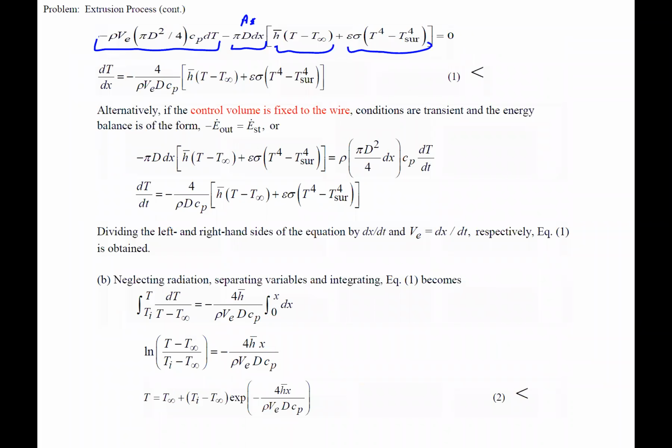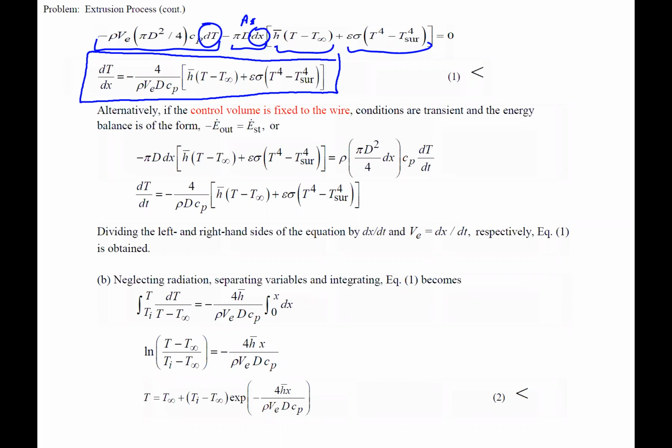Okay, so now if we put dT over dx together and rearrange, just move things around, we get our equation. Okay, so now we have our equation for temperature as a function of the distance along that wire.